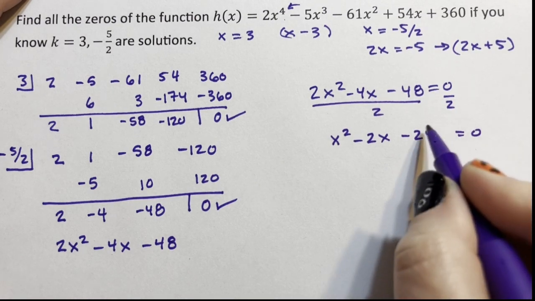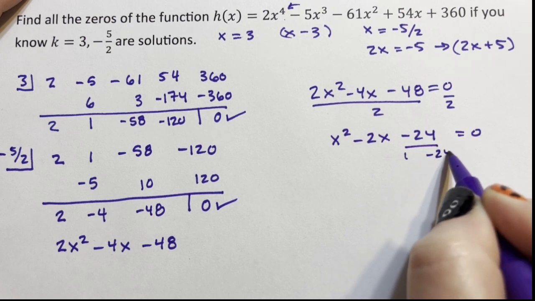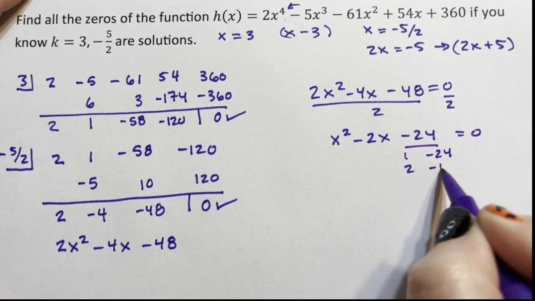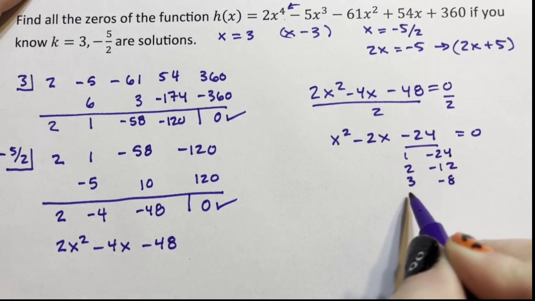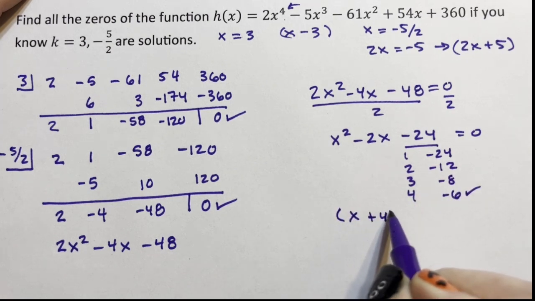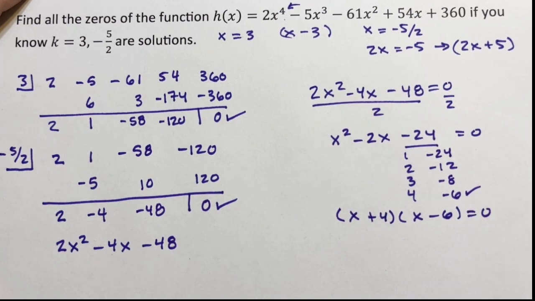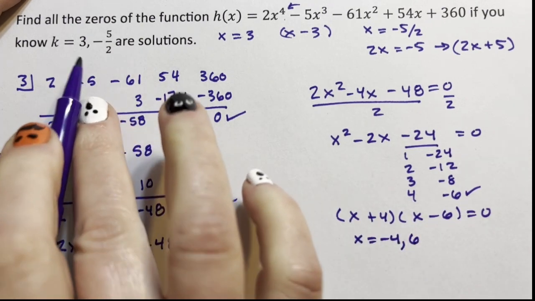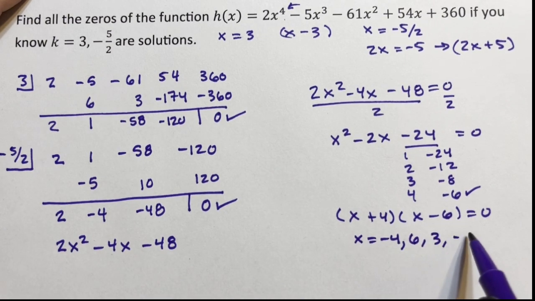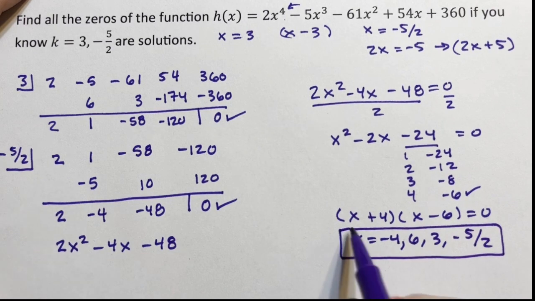So now I need two numbers that multiply to -24 and add up to -2. So 1 and -24, 2 and -12, 3 and -8, 4 and -6. So I have x plus 4, x minus 6. X plus 4 is 0 when x is negative 4. X minus 6 is 0 when x is 6. My other two are 3 and negative 5 halves. This is the answer to the question, what are the 4 zeros?